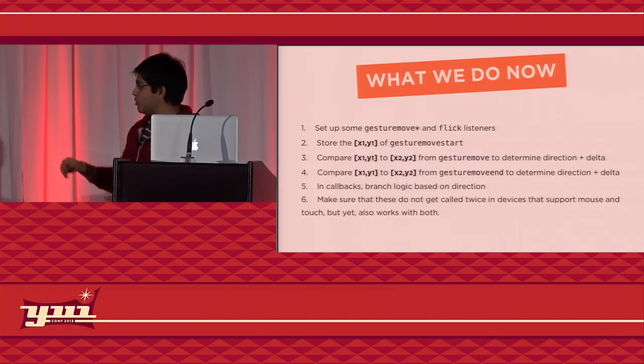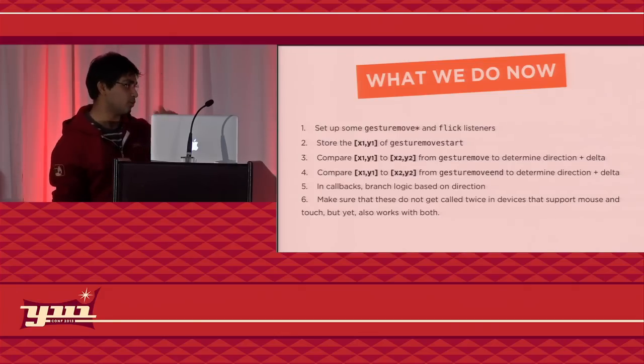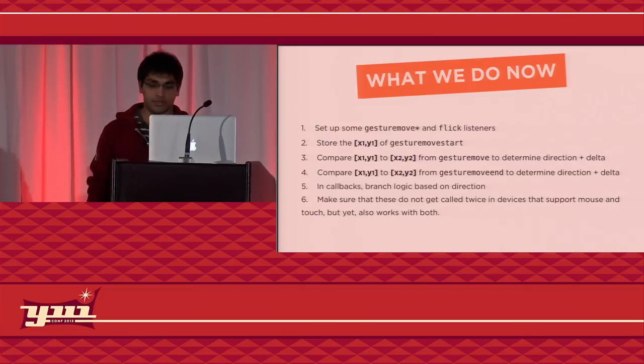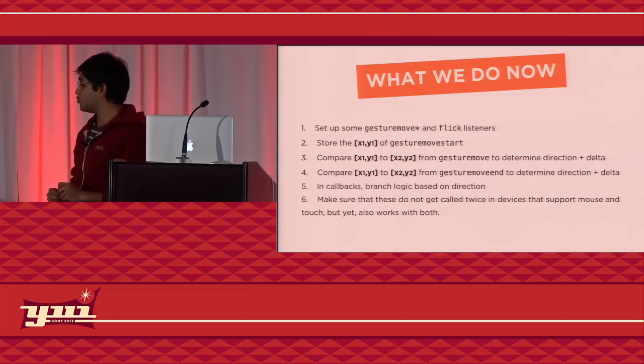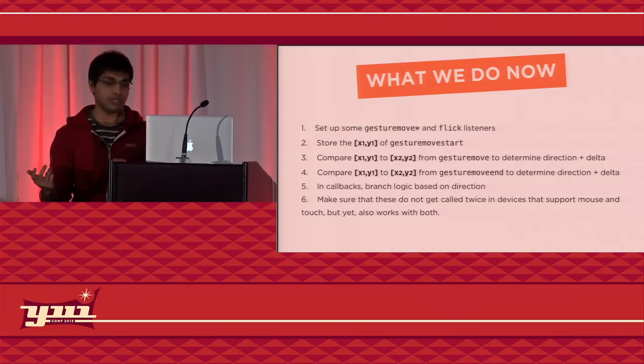You would actually, on gesture move start, so on touch down, store the page X and page Y values. I'm going to call them X1 and Y1. You store those values somewhere, and then you compare them to the page X and page Y that you get from gesture move to figure out what the direction and delta is, because we don't give you that.